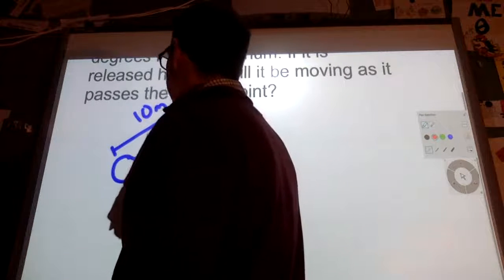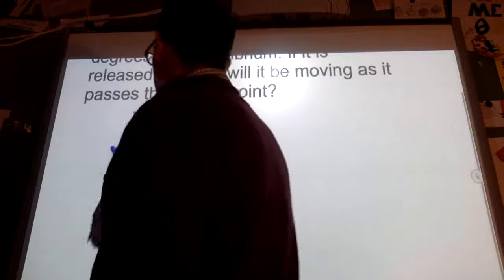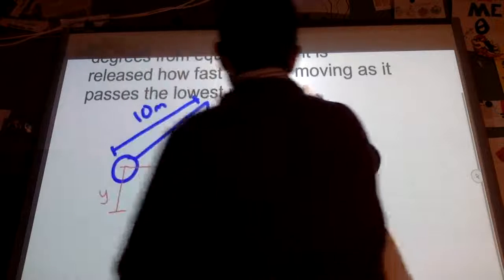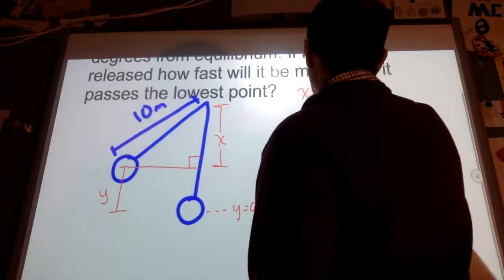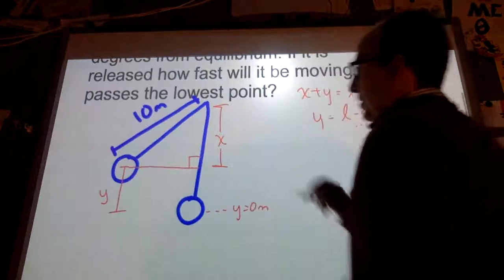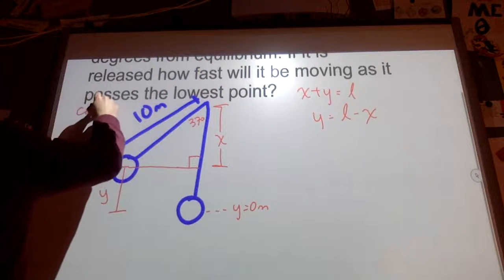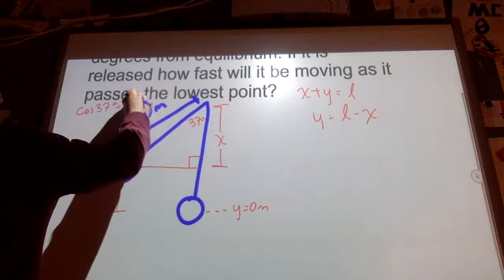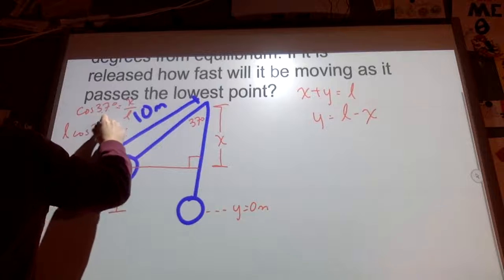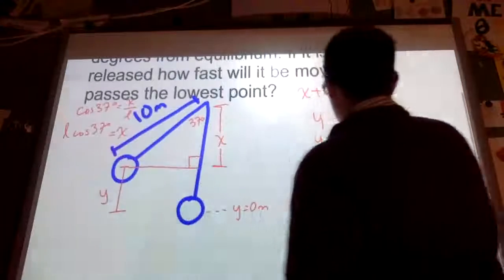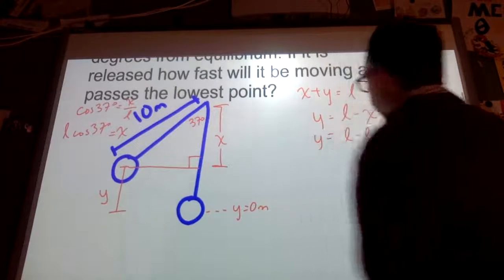I'm going to extend a line over here. I'm going to make this x. I'm going to say that x plus y is equal to L, so y is going to be L minus x. I know this angle is 37, so cosine of 37 is x over L. x is going to be equal to L cosine 37, so y is going to be L minus L cosine 37.